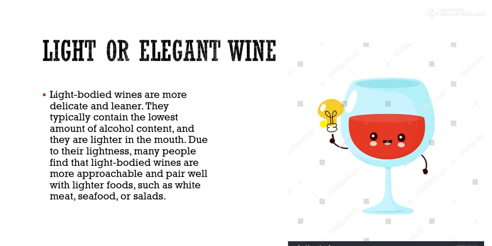So whenever a guest, a customer, or someone tells you, I need an elegant wine or light wine, you go for the wine with a light body, with less tannin or less acidity. If it is light body in terms of alcohol but high in tannin, it will not be considered a light or elegant wine. A light or elegant wine has to be lower in alcohol, low to medium in tannin when it comes to red wine, or low to medium in acidity when it comes to white wine.